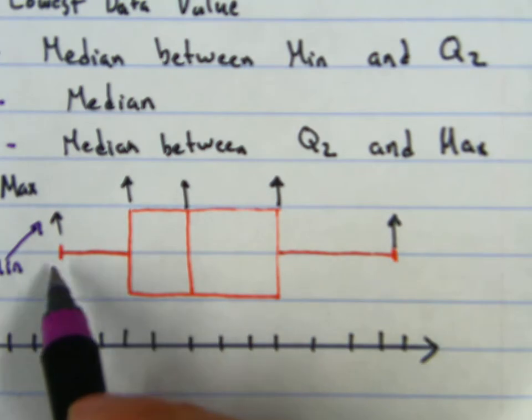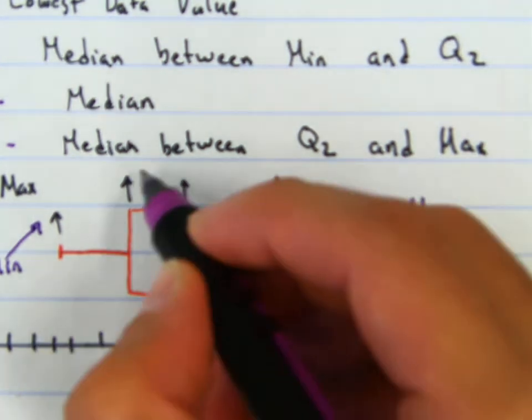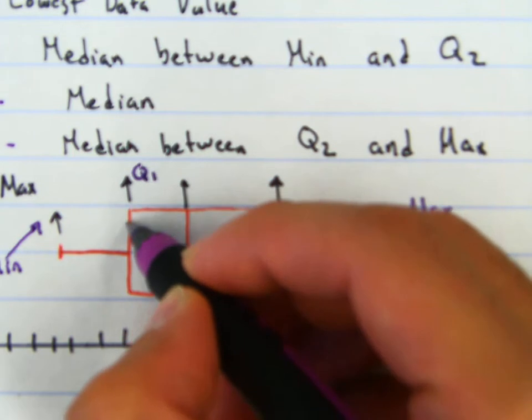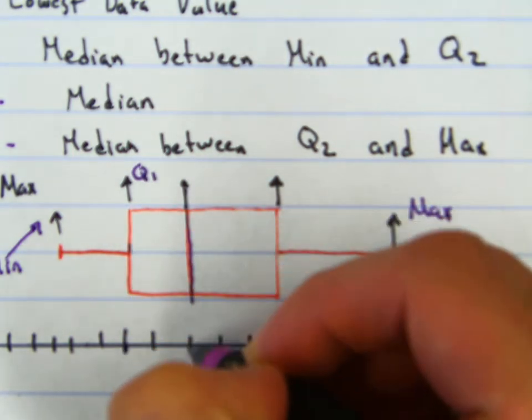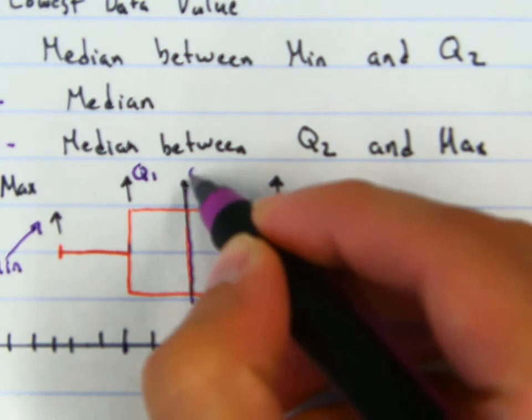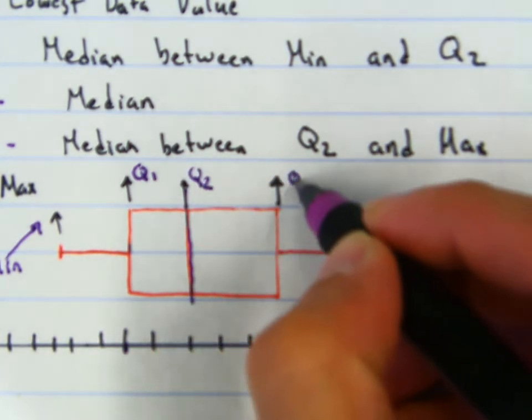This is the lowest data value. This is the maximum data value. This is my Q1, this bar over here. It's whatever this data value is. This is my Q2, whatever this data value is. And this is my Q3, whatever this data value is, right?